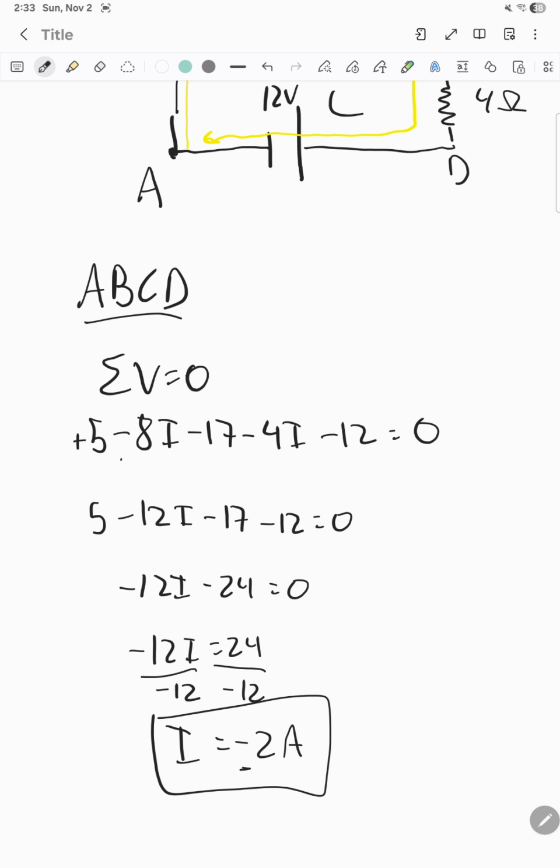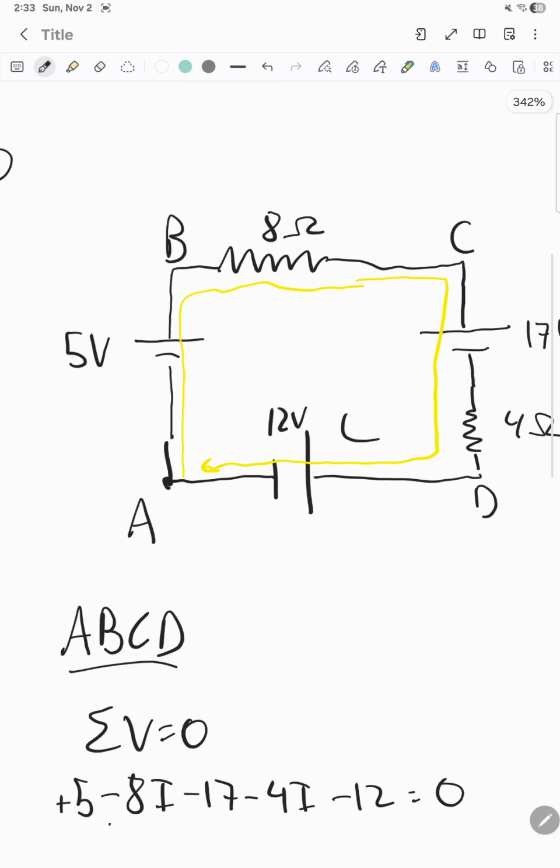Notice we have a negative sign, so that means the current does not pass like this. The current does not pass as I showed. The hypothesis was wrong. So the answer is that the current passes like this. It doesn't pass A, B, C, D, A, but perhaps it goes D, C, B, A. And so our I will be equal to 2 amperes in that direction.